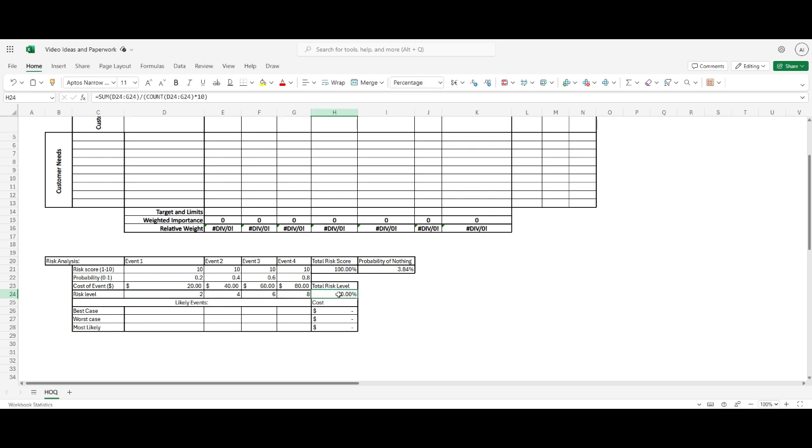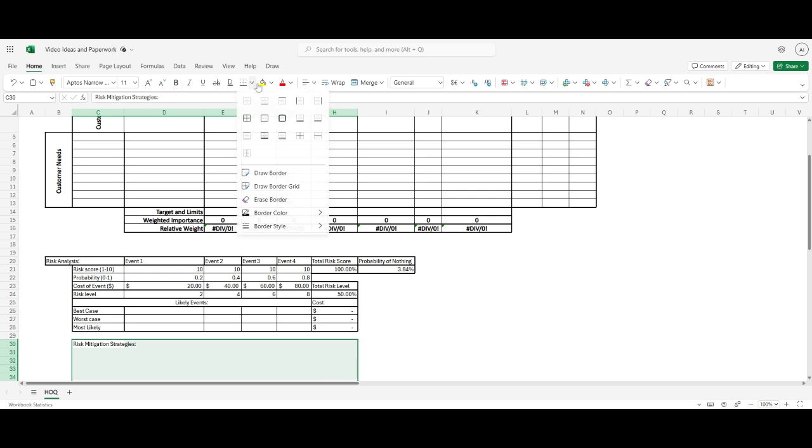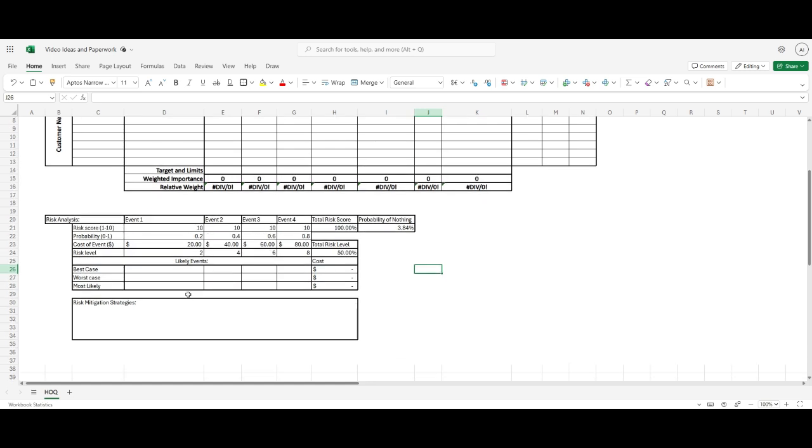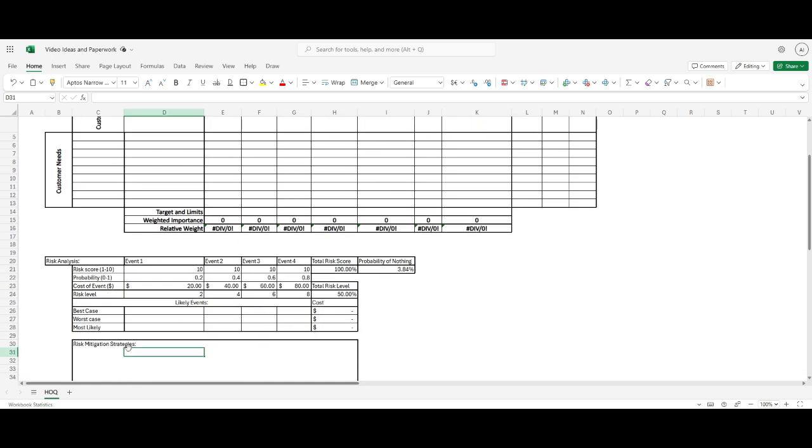Ideally, you'd like to minimize the total risk level and the risk score, which is where you would go and put risk mitigation strategies down here, probably in another portion of the table. Just to make sure that you have a strategy to mitigate all of these risks.